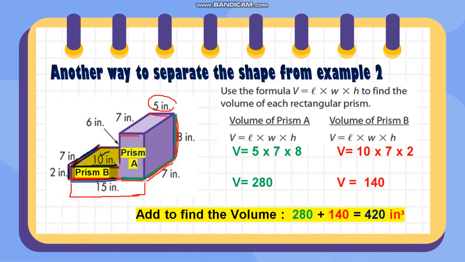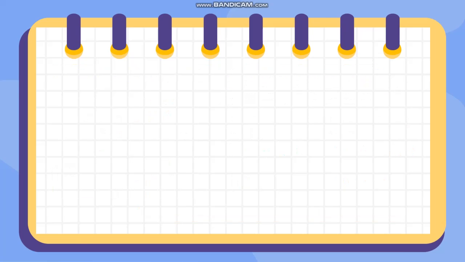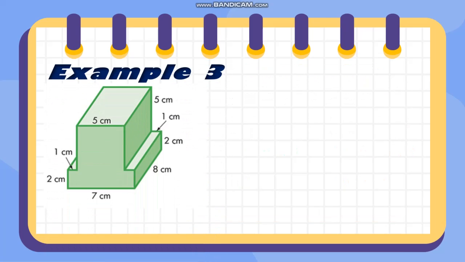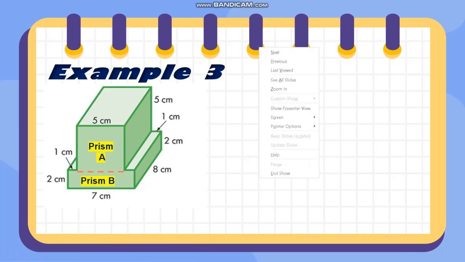And when we combine that one, we can get the same answer, which is equivalent to 420 cubic inches. Now, example number 3. In example number 3, I'm going to cut it first here. So my prism A is above and my prism B is below. So prism A, how to find the volume of prism A?